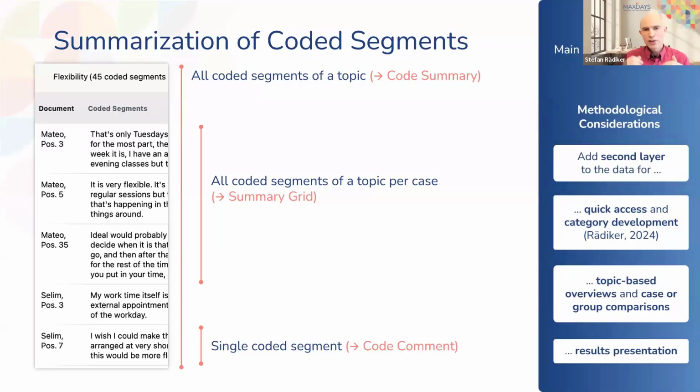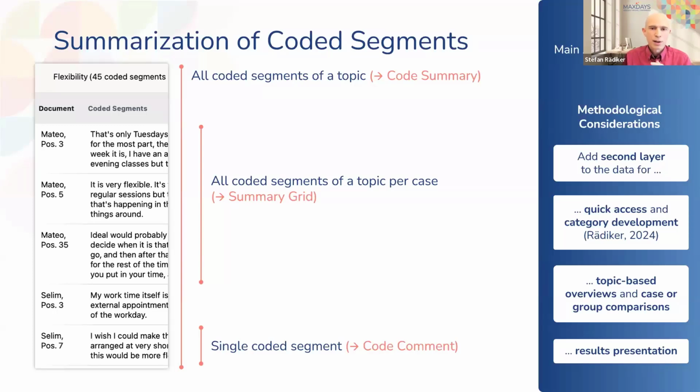The integration of this AI feature usually takes place in the main analysis because we need to code our data beforehand. And of course, it may also be included in our reporting phase when we're summarizing topics and topics per case. I think it's important to mention that from a methodological standpoint, summarization, particularly of coded data, adds a second layer to the data that allows for quick access and, for example, for category development.